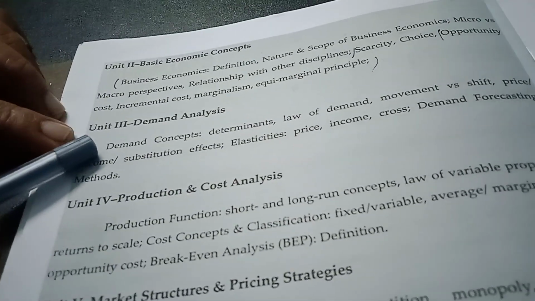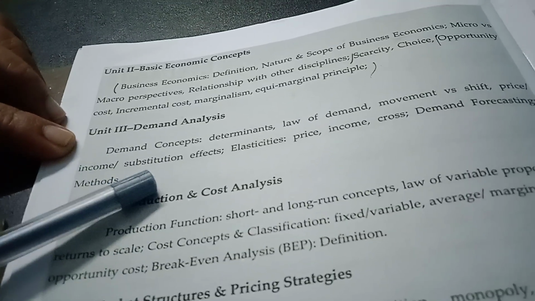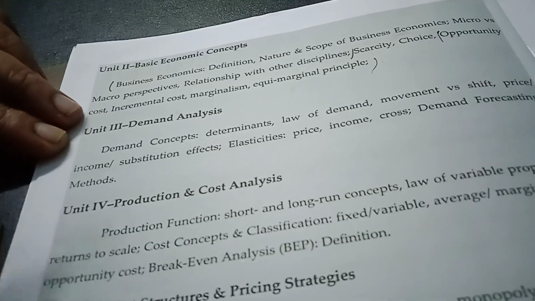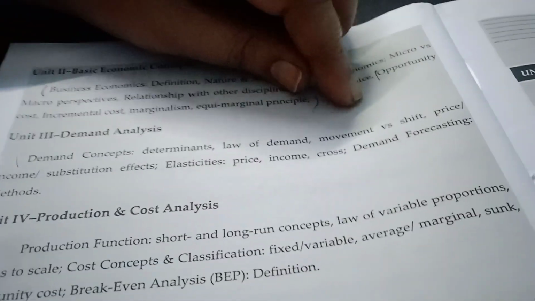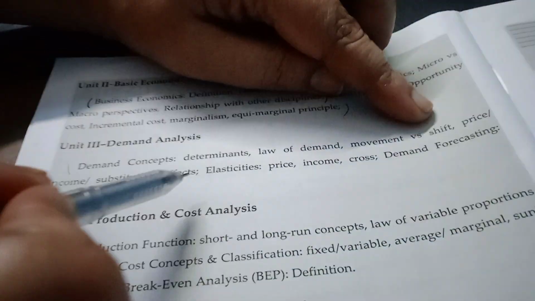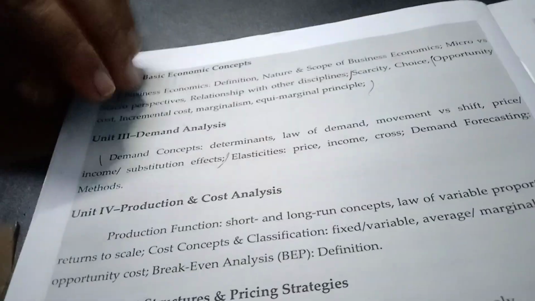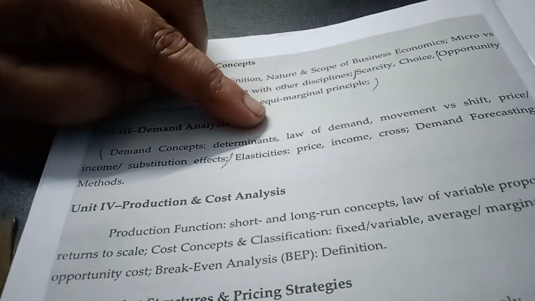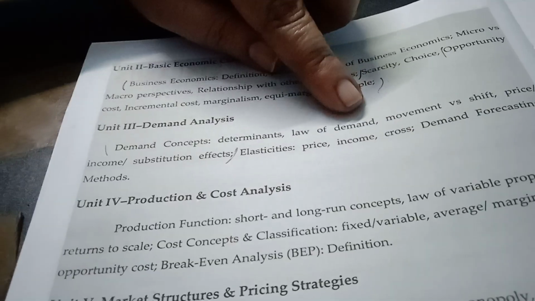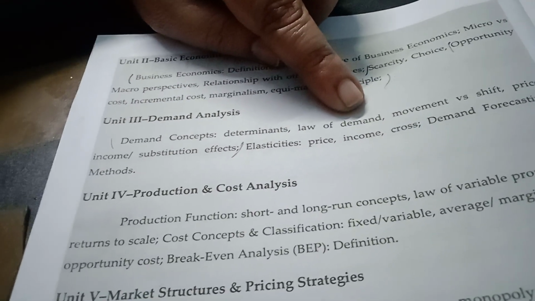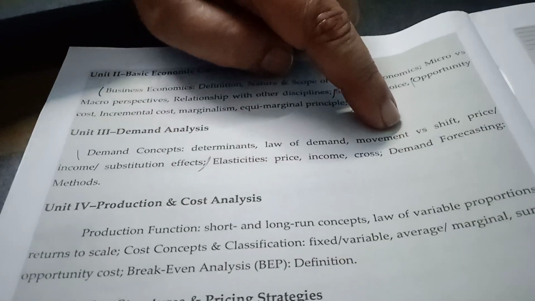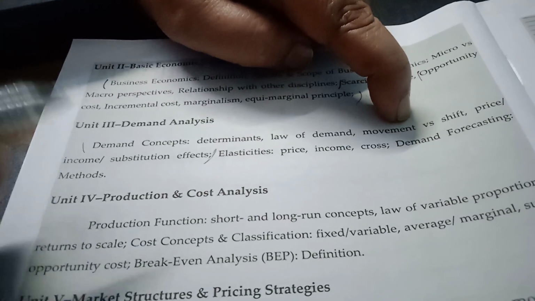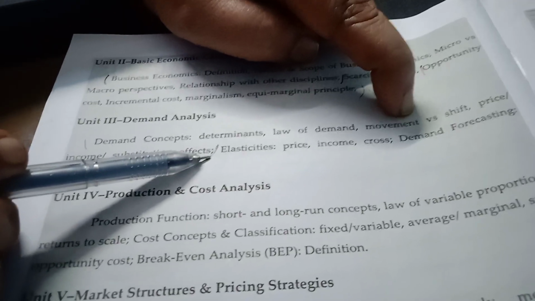Now coming to unit 3, again we are dividing unit 3 into two chapters. Chapter 1, from demand, we are covering up to the substitution effects. One question we can expect is to define demand, factors affecting demand or determinants of demand. The second question we can expect is the law of demand and its exceptions. The third question we can expect is changes in demand. Up to this we are covering the first half of chapter 1.